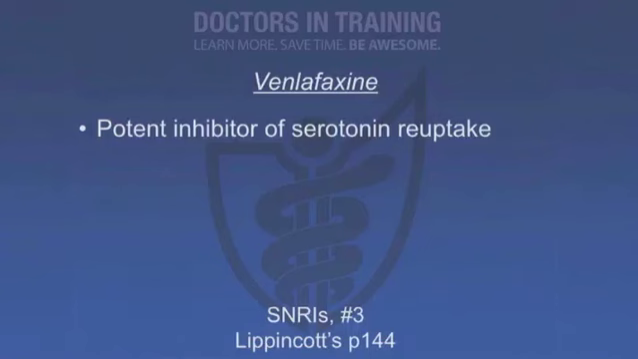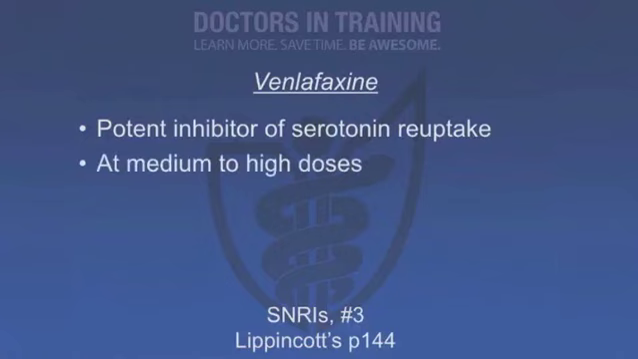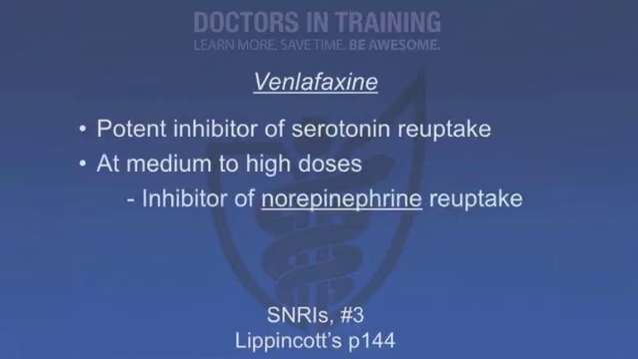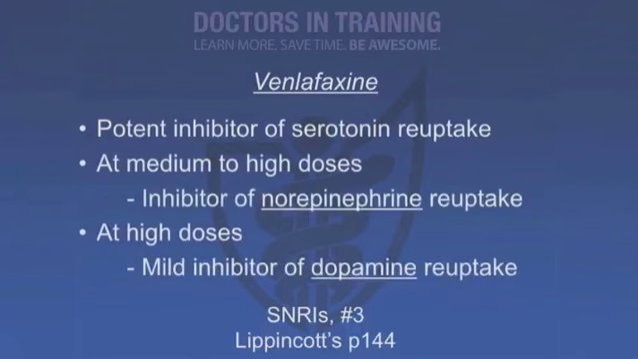Venlafaxine is one example of an SNRI. It's a potent inhibitor of serotonin reuptake and at medium to higher doses an inhibitor of norepinephrine reuptake. It's a mild inhibitor of dopamine reuptake at higher doses. It has minimal inhibition of cytochrome P450 isoenzymes, but it is a substrate at 2D6. The half-life of the parent compound plus its active metabolite is around 11 hours.